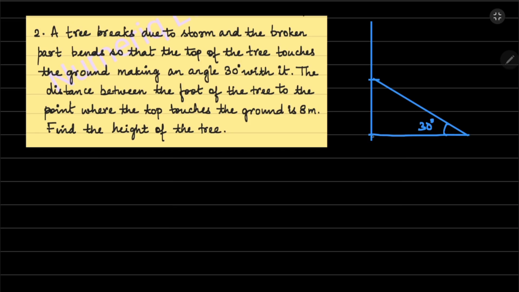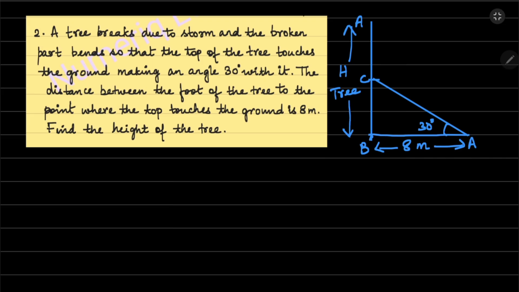The distance between the foot of the tree, so this happens to be the foot of the tree. Let me write, AB is your tree and C is the point where it breaks and falls down. When it falls down, this A has come here, right? Now the distance between the foot of the tree to the point where the top touches the ground is 8 meters. So this distance is given as 8 meters. Find the height of the tree. So you have to calculate the height of the tree.